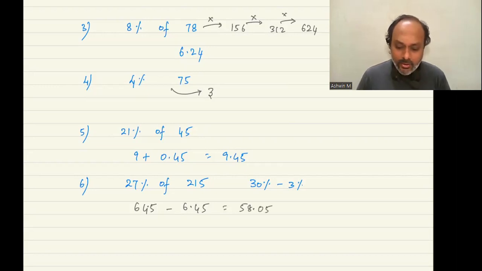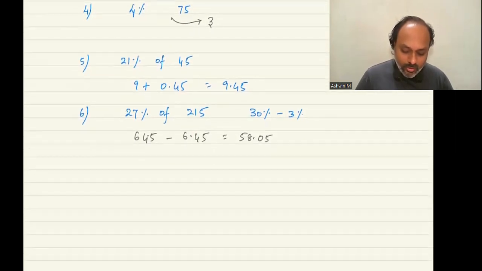And all these things you can mentally do, right? So you don't have to write all these things. You are going to write 64.5 minus 6.45. That's it. That will give 58.05. One more. Suppose you want to evaluate 72% of 13.